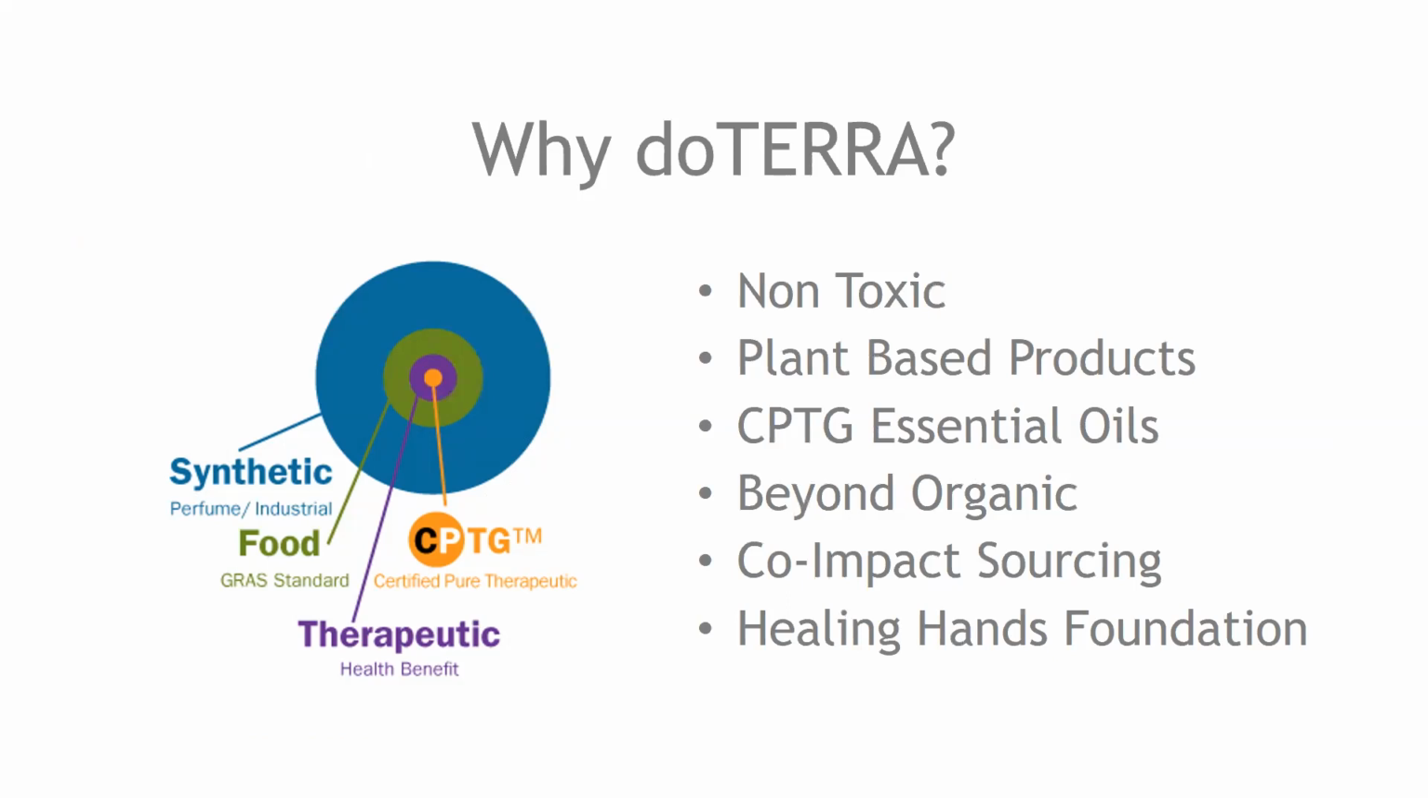So doTERRA has partnered with those farmers. They've made a co-impact, or a cooperative, with them. Those farmers have been harvesting and growing those trees for generations. They know exactly how to take care of that tree. They know the ins and the outs. They know the best time to harvest. And so it only makes sense for us to partner with these farmers.